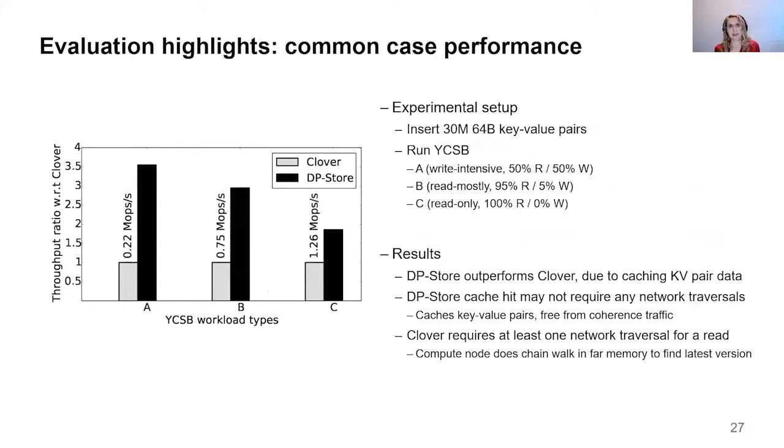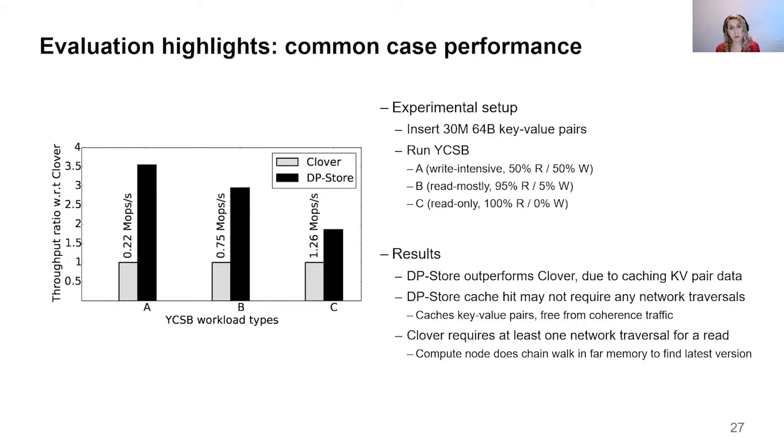So let's compare the performance in the common case between DP Store and Clover. What we see here is, for the YCSB workloads, the relative throughput of DP Store relative to Clover. DP Store really outperforms Clover in all of these different workloads, regardless of the read-write percentage. That's primarily because disaggregated partitioning allows exclusive ownership, so that we can cache the values of the data, not just pointers to the data. So there are hits in the cache that don't incur any far memory accesses in DP Store, which allows it to get very high performance.